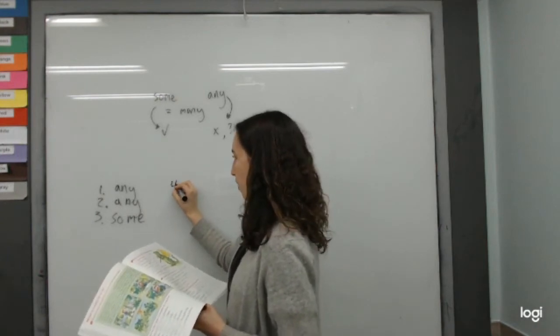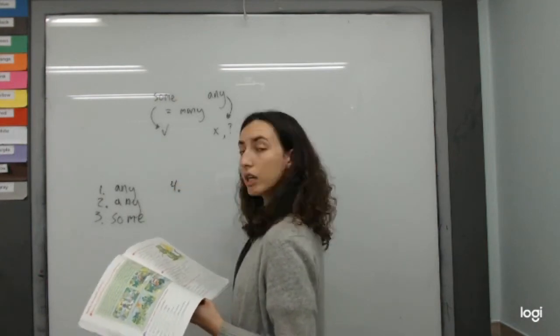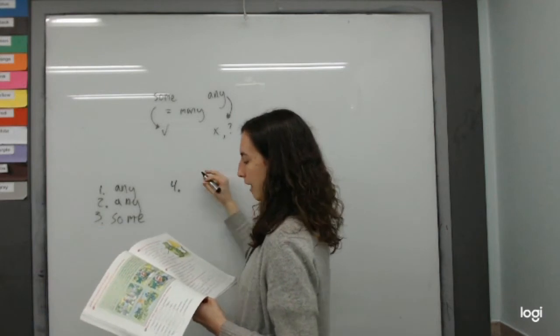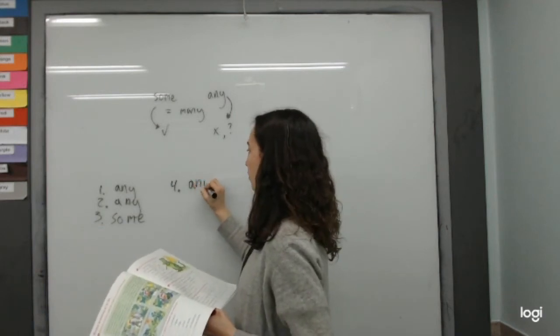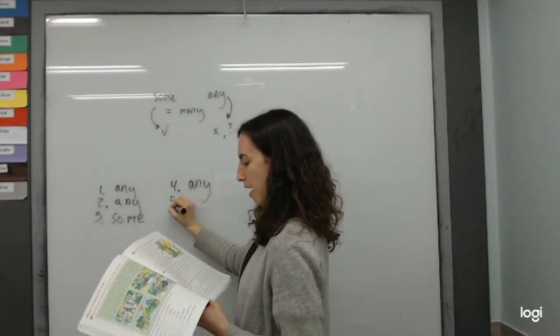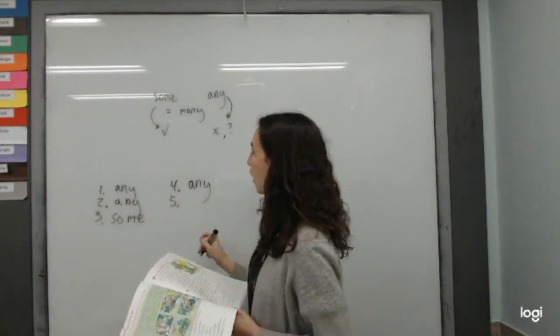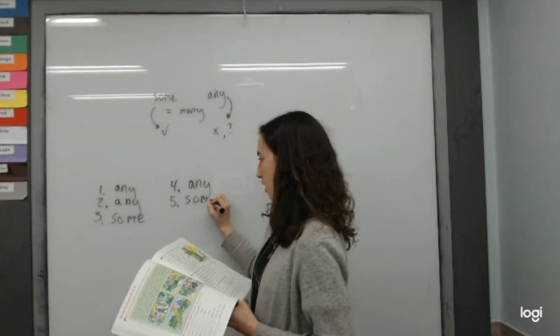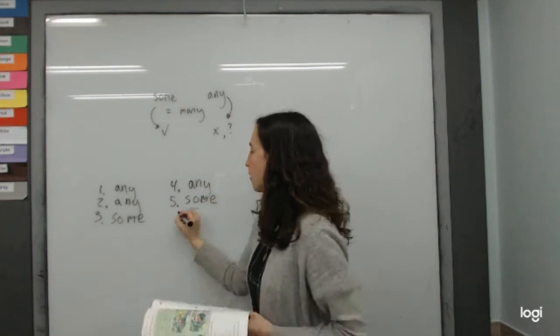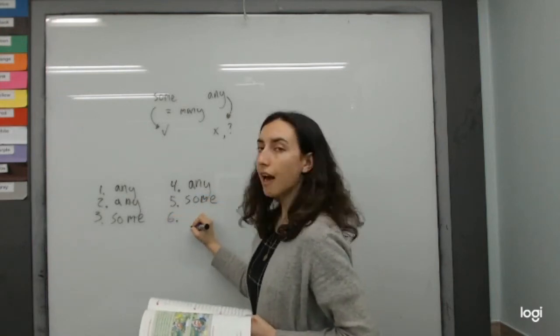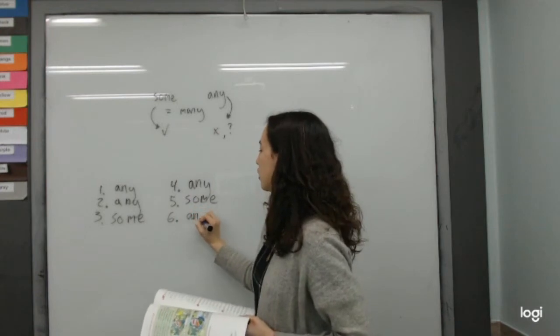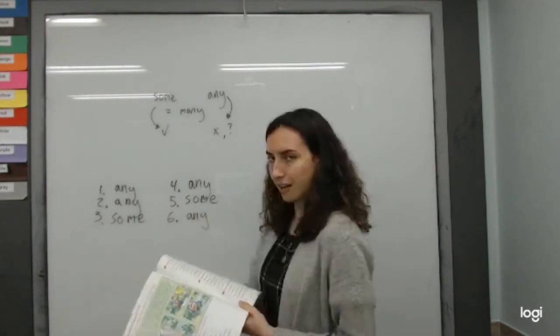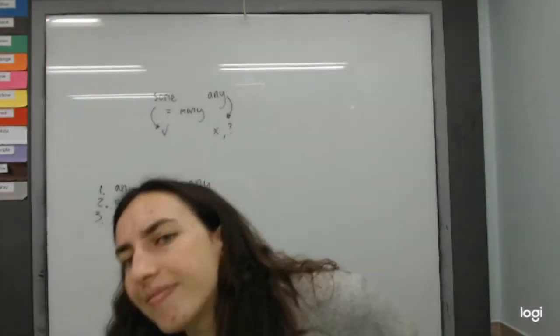Okay, number four, there weren't any people. I was alone. Number five, I saw some fish in the river. And last, there weren't any trees. Okay, good. Finished.